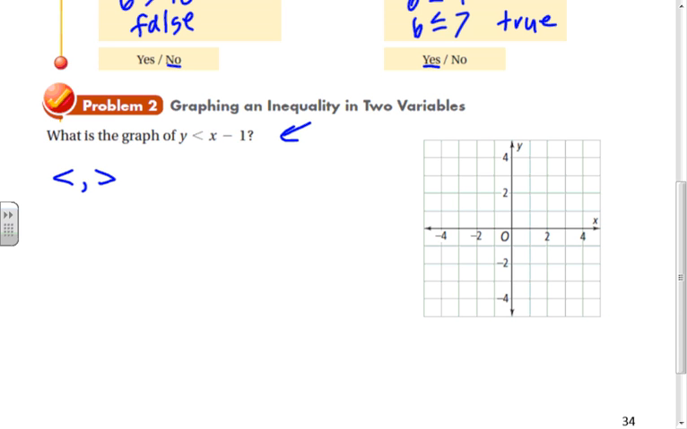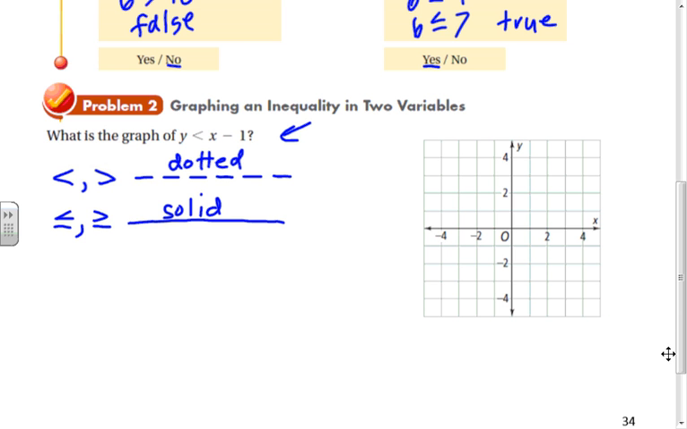we need to introduce a new type of line here. If we have a less than or greater than, we're going to use a dotted line to represent that. So what that's saying is numbers right on the line are not solutions. If we have less than or equal to or greater than or equal to, we're going to use a solid line. So dotted line for less than or greater than, solid line for less than or equal to or greater than or equal to.